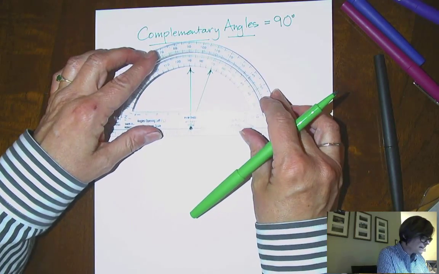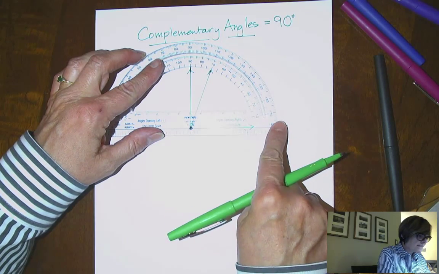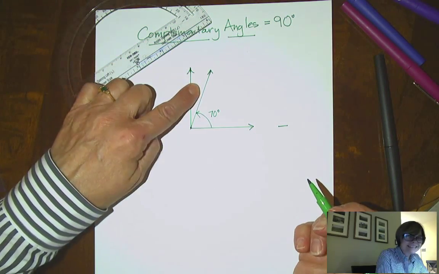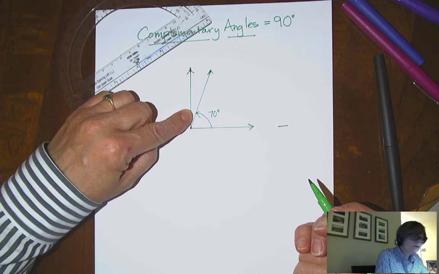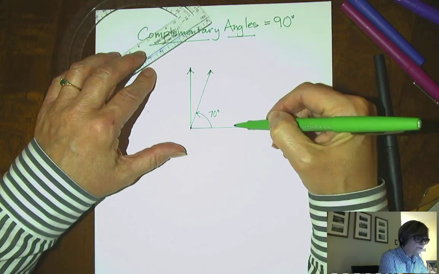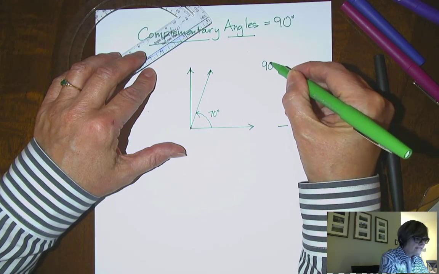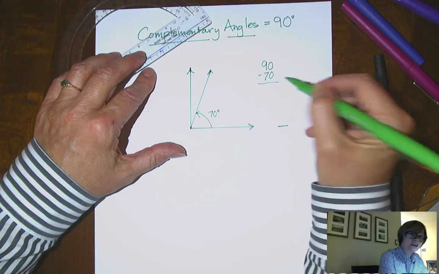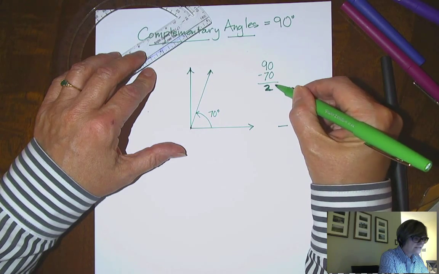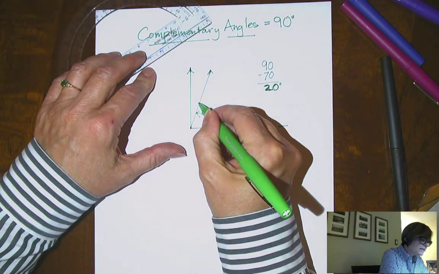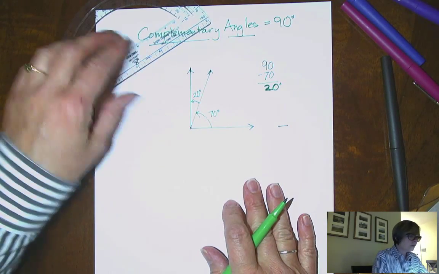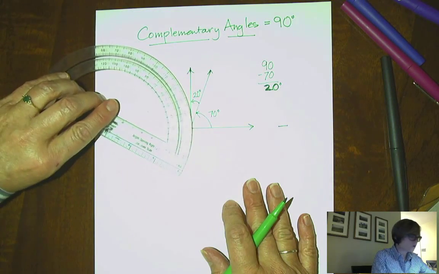Now let's double check. We'll put the vertex here, line up on the initial side, and sure enough, there's 70 degrees. Now, what's this angle's measurement? Well, we don't even have to measure it, do we? All we have to do, if both of these equal 90, we just simply have to go 90 minus 70, just like we learned in our last video. And this gives us 20 degrees left. Okay, so we know that this angle from here to here is 20 degrees. All right, so now we've done a complementary angle using a protractor.